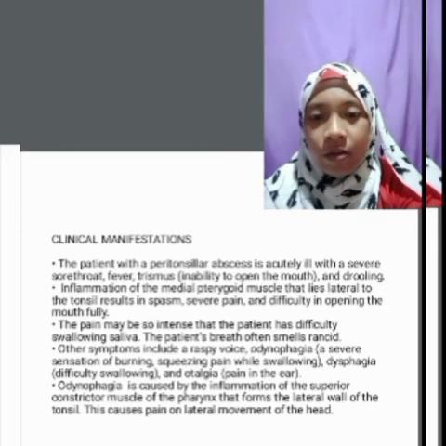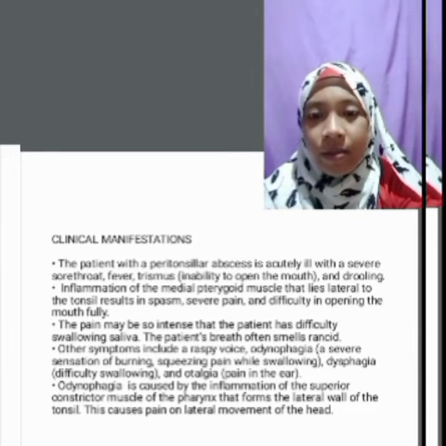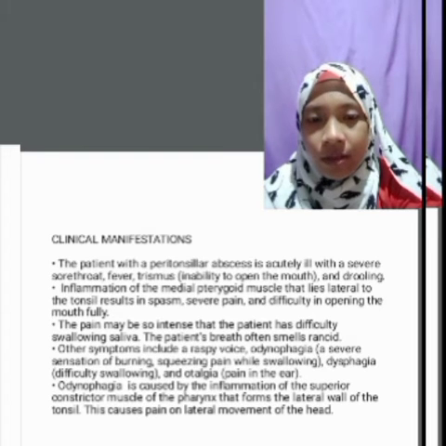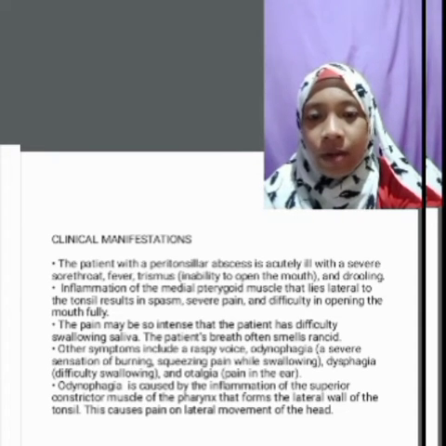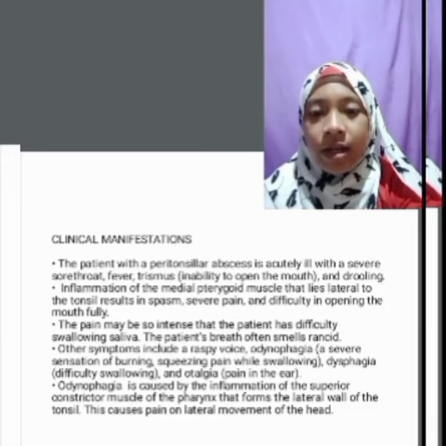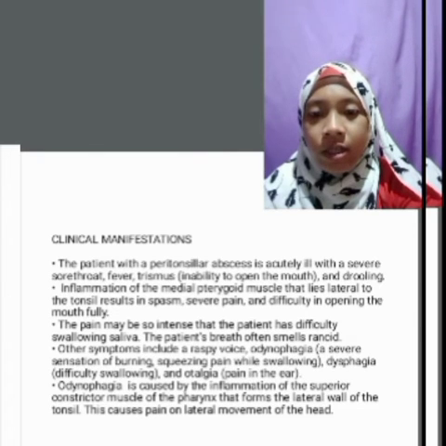Other symptoms include a raspy voice, odynophagia, a severe sensation of burning, squeezing pain while swallowing, dysphagia, difficulty swallowing, and otalgia, pain in the ear. Odynophagia is caused by the inflammation of the superior constrictor muscles of the pharynx that form the lateral wall of the tonsil. This causes pain in the lateral movement of the head.